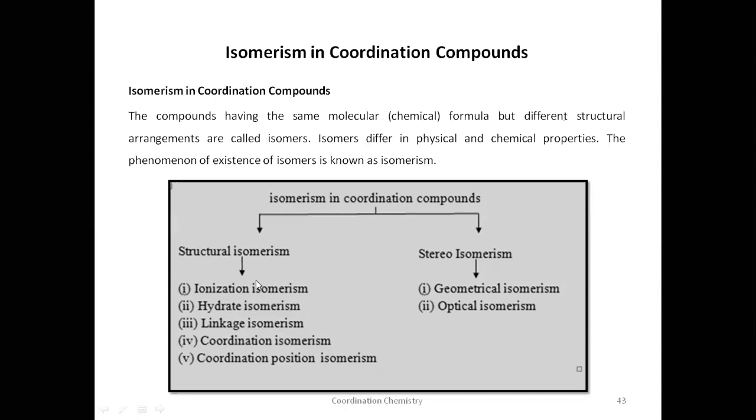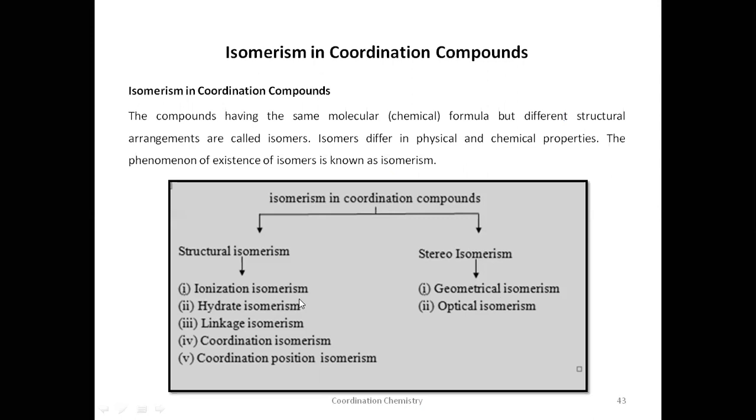In structural isomerism, like you have studied in organic chemistry, different types of isomerism. Here also it is very similar, but here we are discussing it in terms of coordination complexes. Under structural isomerism, we will be discussing ionization isomerism, hydrate isomerism, linkage isomerism, coordination isomerism, and coordination position isomerism. In stereoisomerism, we will be discussing geometrical isomerism and optical isomerism.